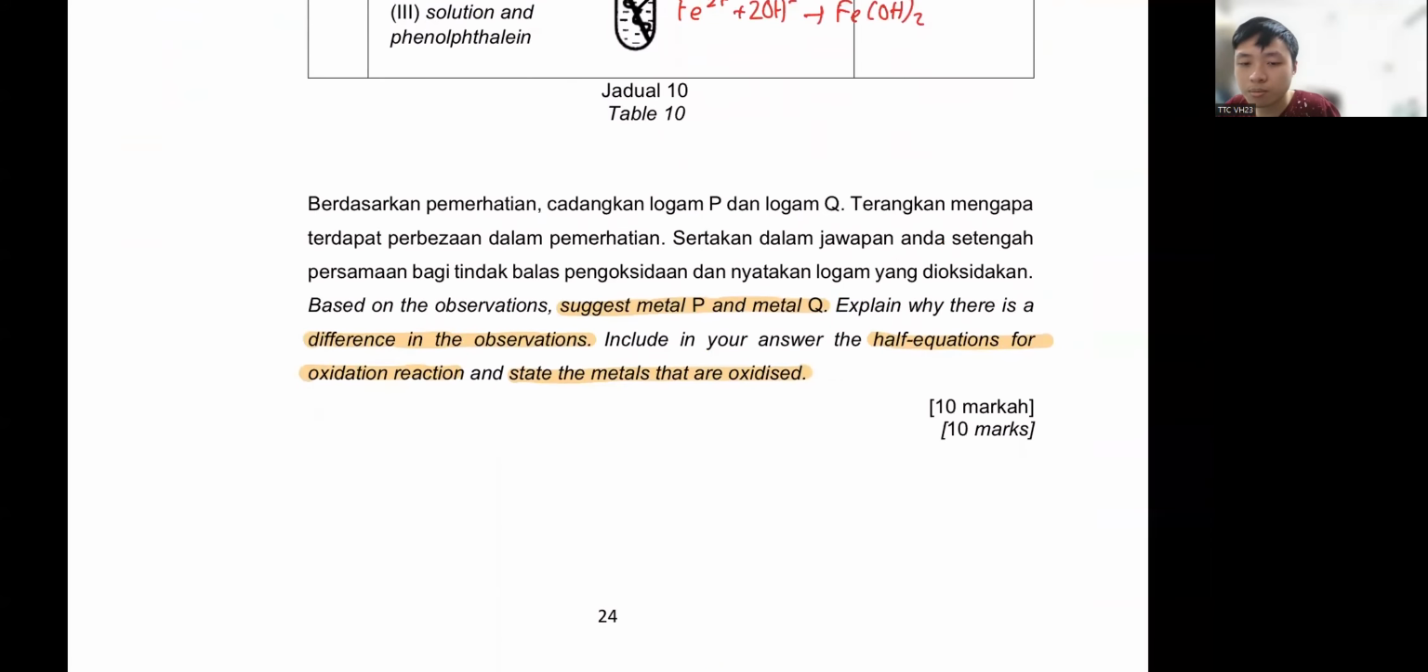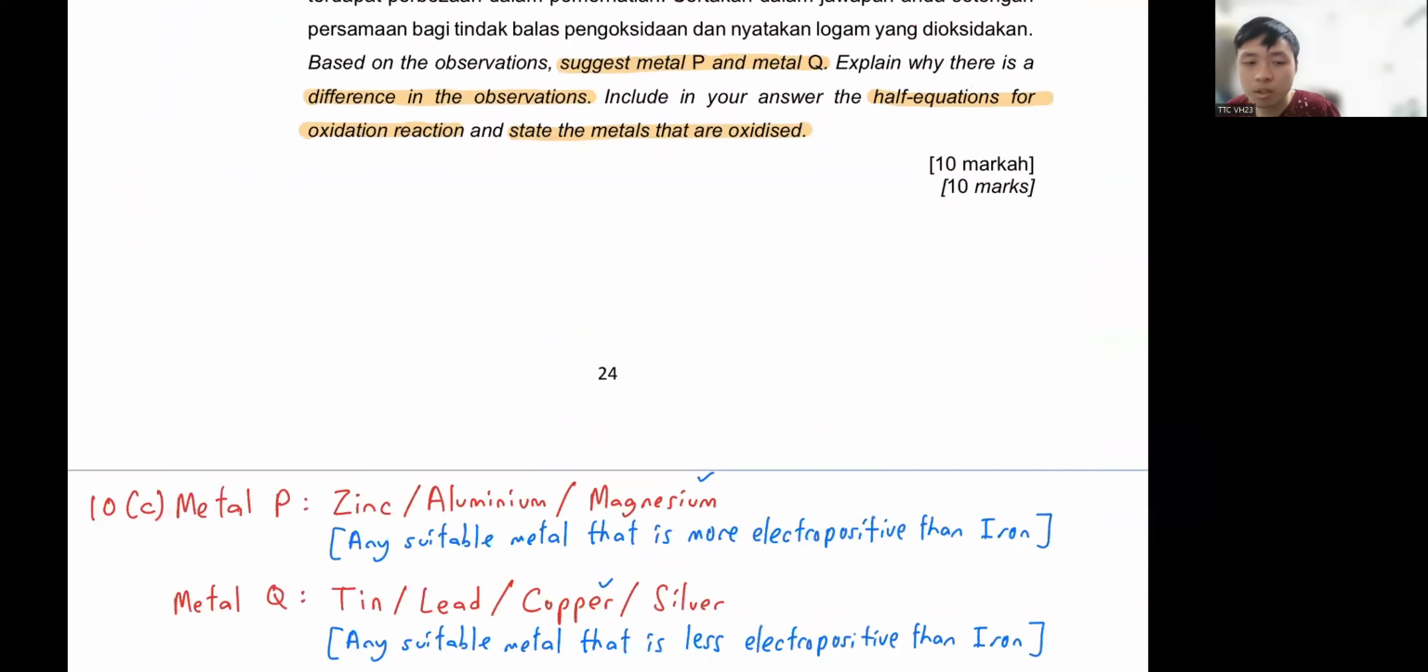So you can set up. Metal P can be zinc, aluminum, or magnesium. Normally, I recommend either zinc or aluminum. Normally, I recommend these two. Then for metal Q, it can be tin, lead, copper, silver. Normally, I suggest copper or silver.